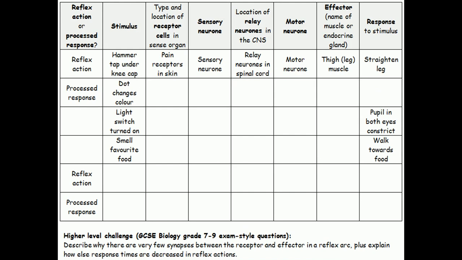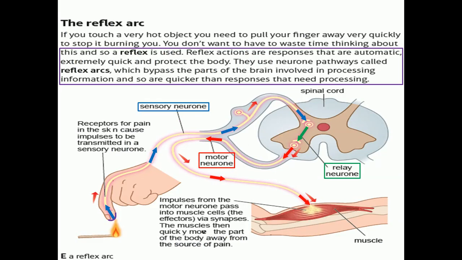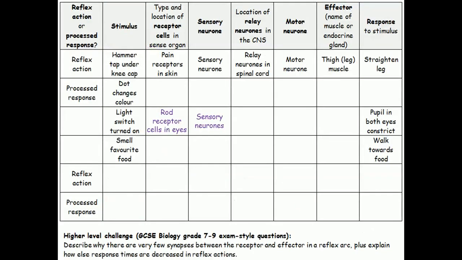So here's an example of a reflex arc. A light is switched on, it's detected by receptor cells in the eye, because those detect light intensity. Then an electrical impulse is transmitted through the sensory neurons. And we said this is a reflex arc because it requires a quick response so it can protect the body. In this case, you're trying to protect the receptor cells in the retina. So it's a reflex action. And it goes through relay neurons in the spinal cord, or it could go to the unconscious part of the brain, which doesn't have to do any processing.